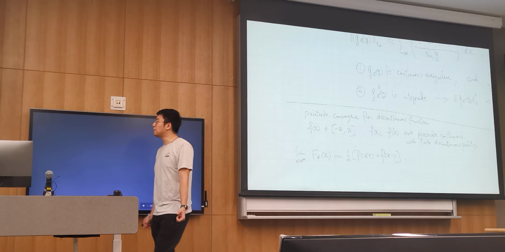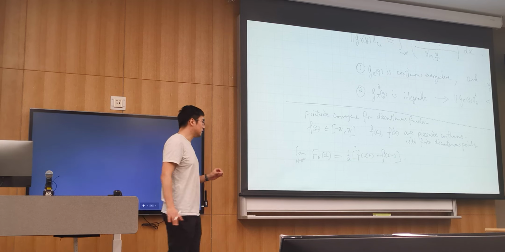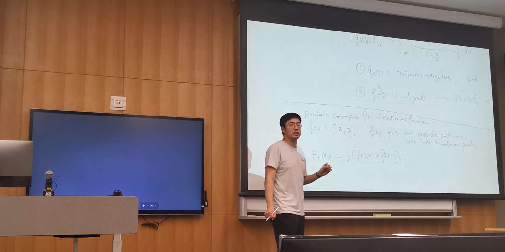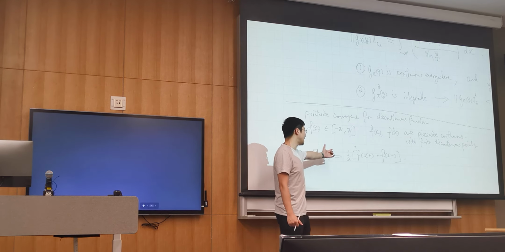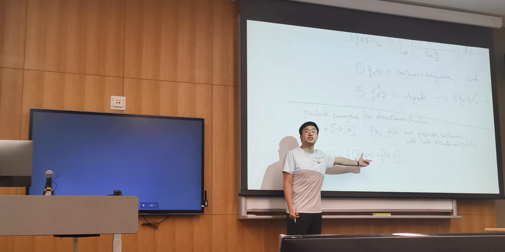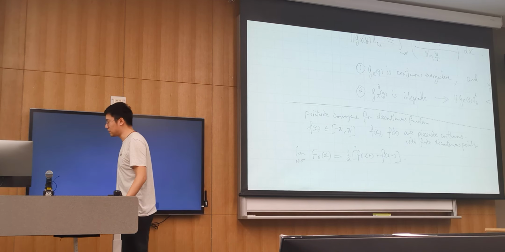And if f(x) is continuous at a point x, then f(x+) and f(x-) are exactly the same thing, which is f(x) itself. Then 1/2 of 2 times f(x) is f(x) itself. There's nothing wrong about it. Let me finish this.